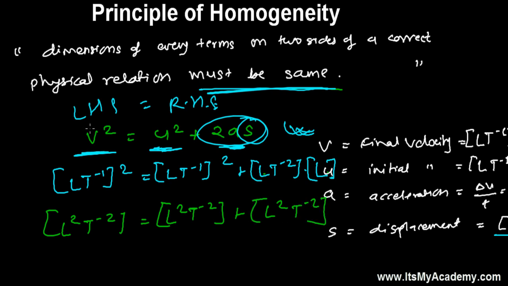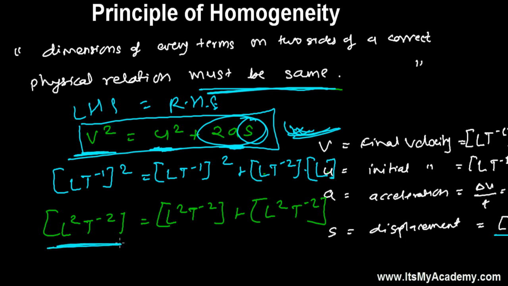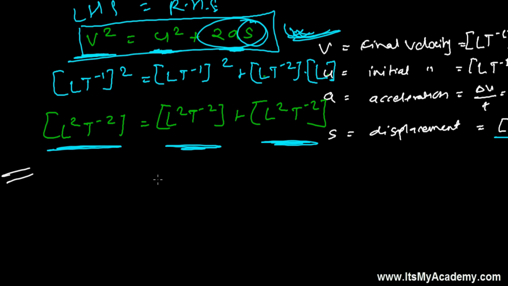Absolutely correct. We know that v squared equals u squared plus 2as. This is a correct physical relationship, and dimensionally it's also proved to be correct because every term has the same dimension. So the dimensions of every term on the two sides of a correct physical relation must be the same. That's the statement of the principle of homogeneity. Always keep in mind. Let's take one more example, to see whether it's working or not.